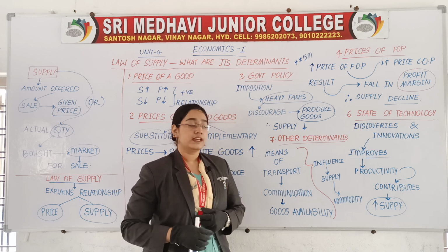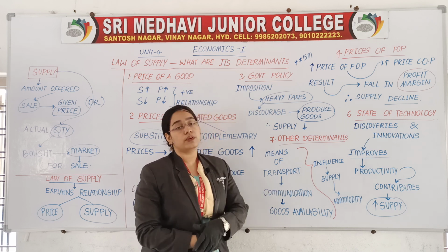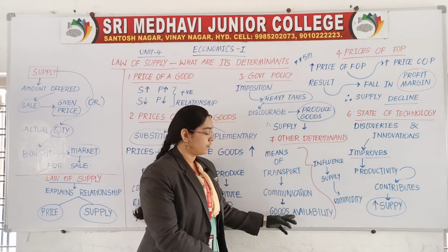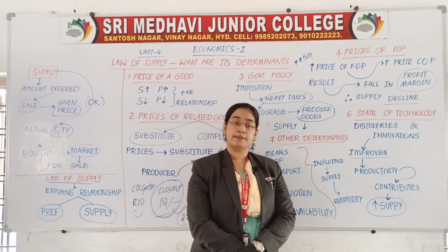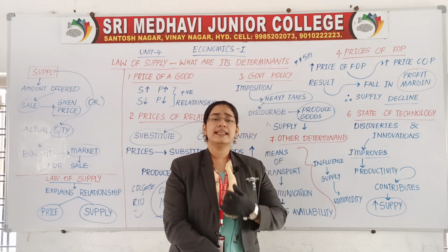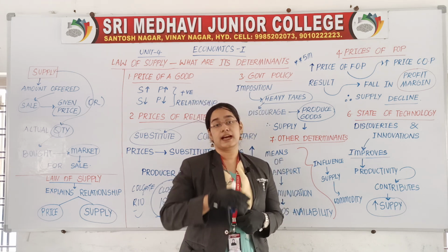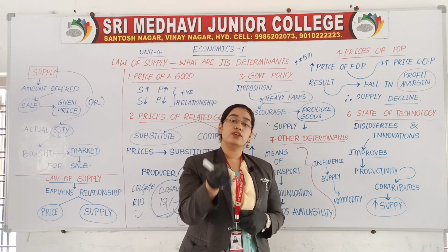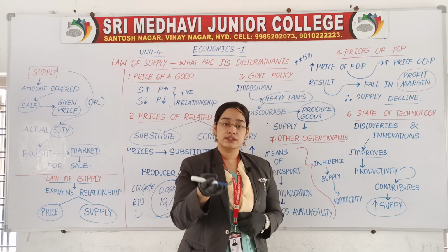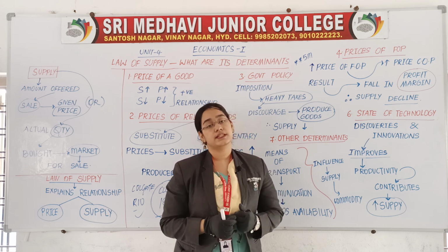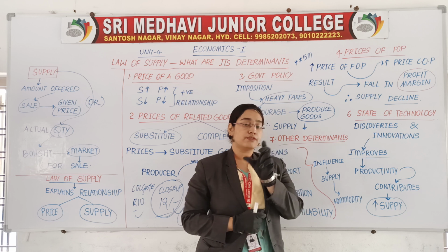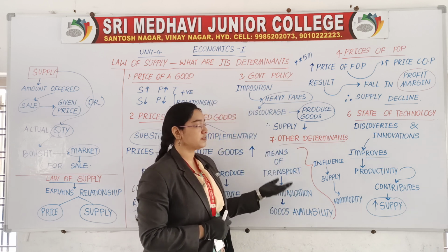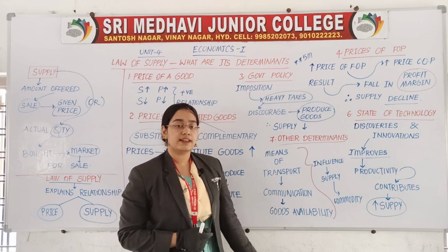For example, if the transportation cost is more, then what will happen? The price of the good will be high. If the goods are not available in the market and very little quantity is there, then they will sell at a higher price. So when they are selling at a higher price, you yourself will produce that commodity at a higher price. So the supply of a commodity also depends upon means of transport, communication, goods availability, and other determinants.